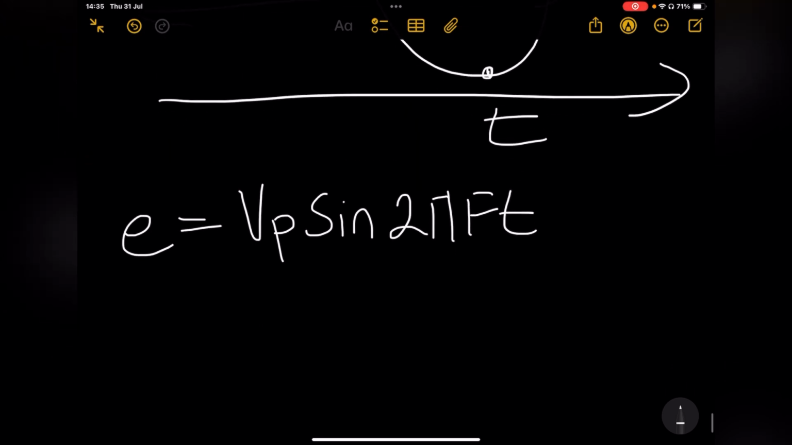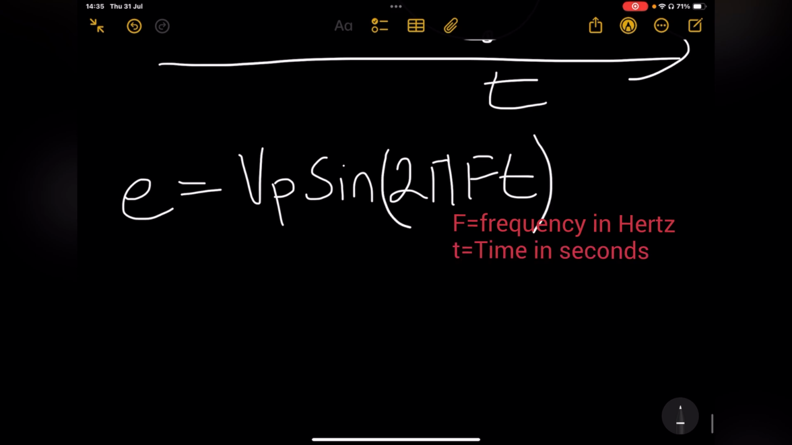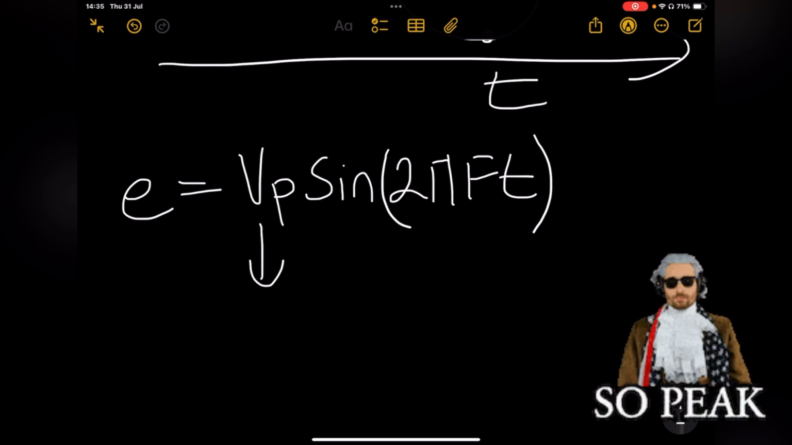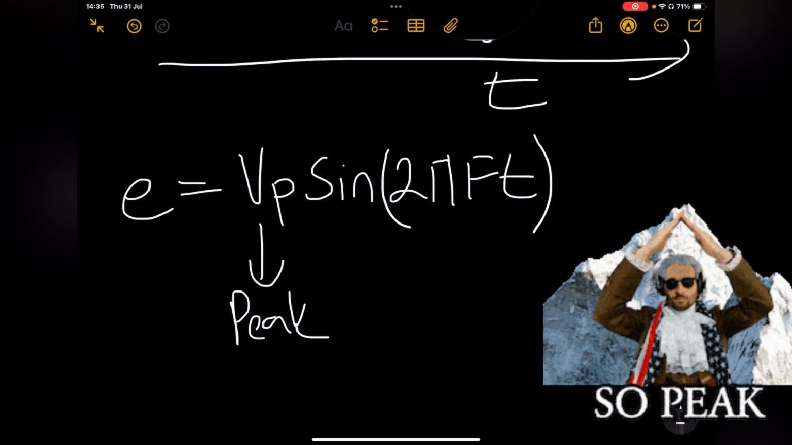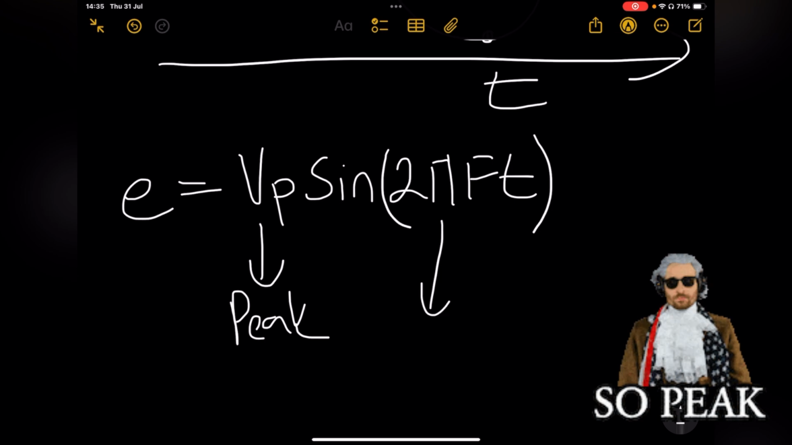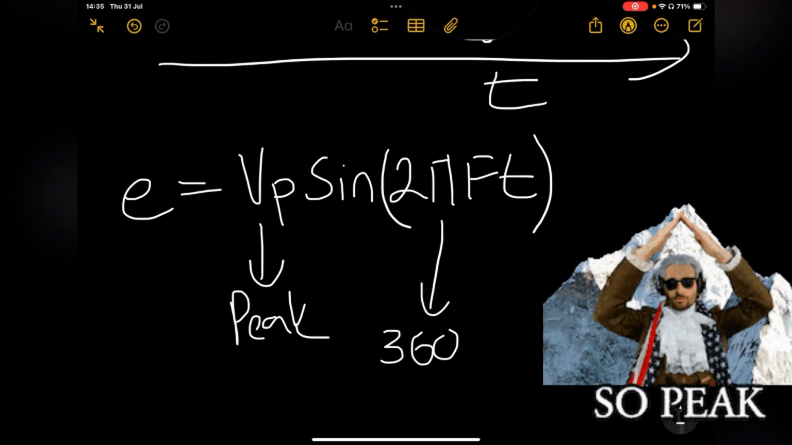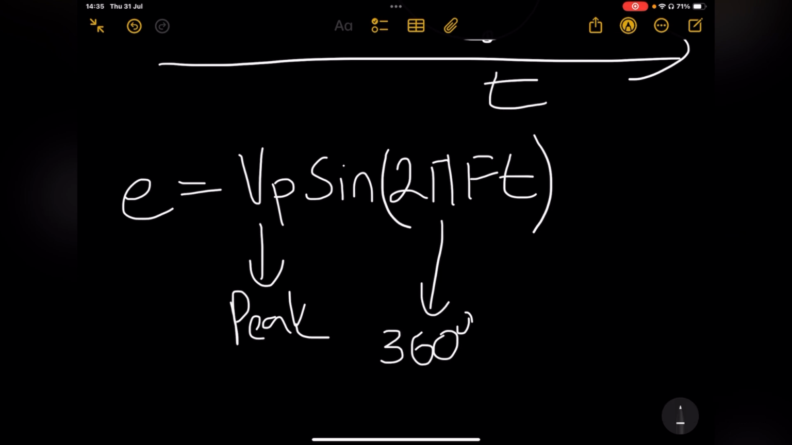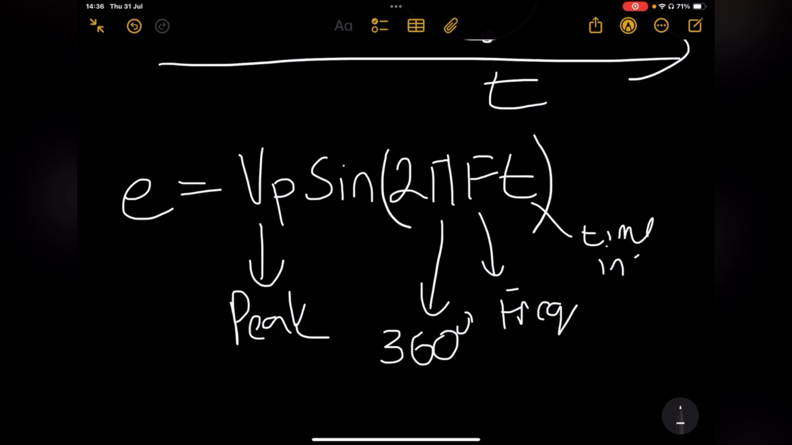Alright, cool. Now we have the equation for instantaneous voltage values. I just want to express a few things here. We have our peak over here. Sine is sine. 2 pi represents a 360-degree rotation in radians. F is frequency, and t is time in seconds. Frequency again is in hertz.